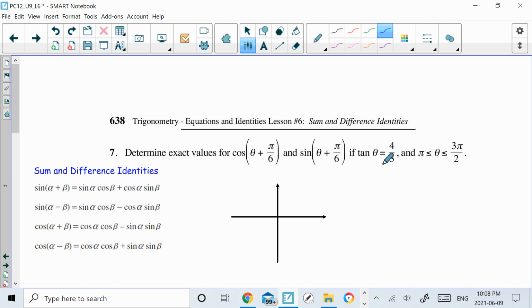What they tell us is that the tan of theta is 4 over 3, and where this angle could be found is that it's going to be less than 3 pi over 2.